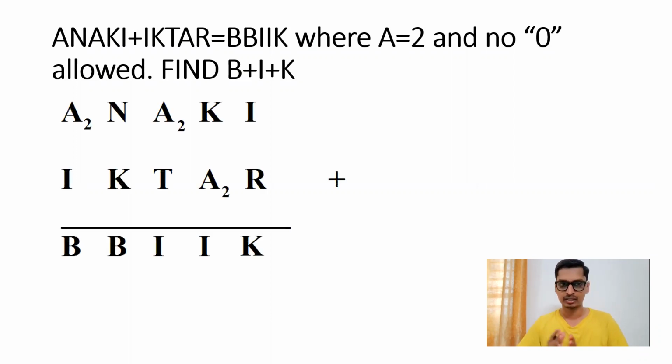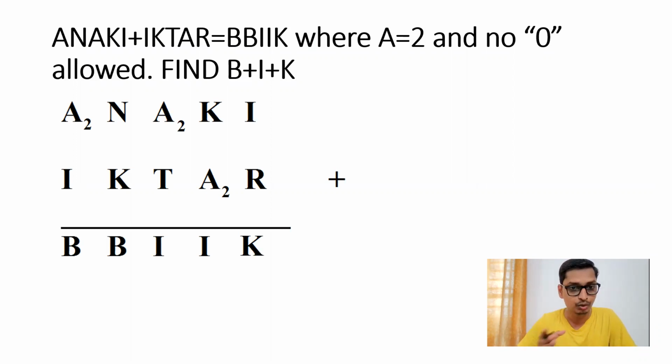Now you have to write the structure. You have to add these numbers, right? So ANAKI plus IKTAR equivalent to BBIIK. You have to write the number and we can fix the value of A as 2. I have already fixed it here. Now you have to find B plus I plus K. Now from where to start?